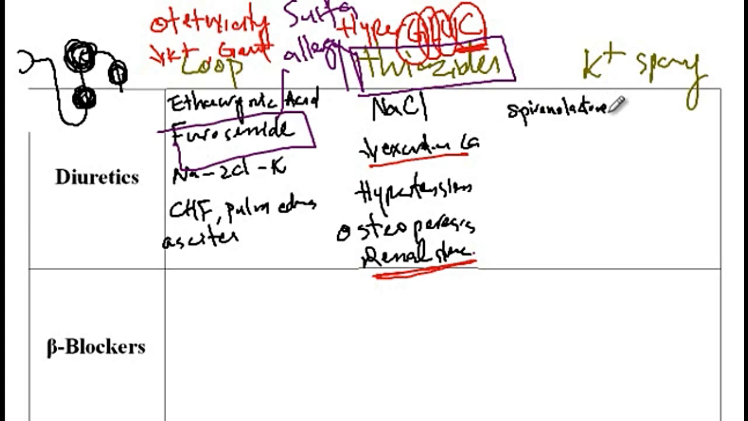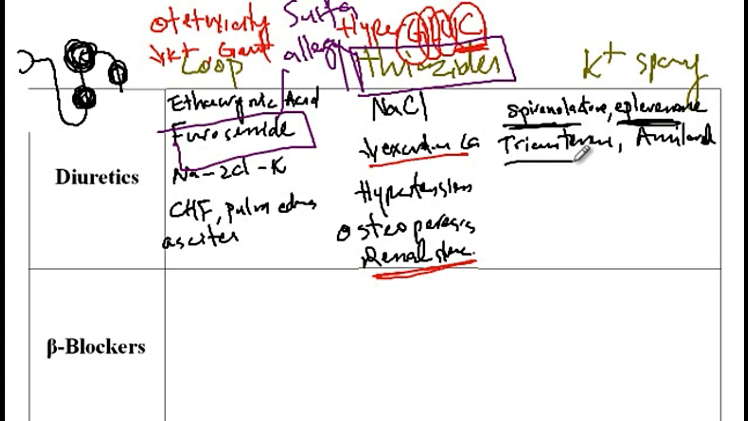The next group of diuretics are potassium-sparing diuretics, which include, for instance, spironolactone or eplerenone, both of which are the aldosterone antagonists. And then the other medications include triamterene and amiloride, both of which block the sodium channels in the cortical collecting tubules. So just keep that in mind. Spironolactone and eplerenone are the aldosterone antagonists that work on the cortical collecting tubules, while triamterene and amiloride are blocking the sodium channel in the cortical collecting tubules.